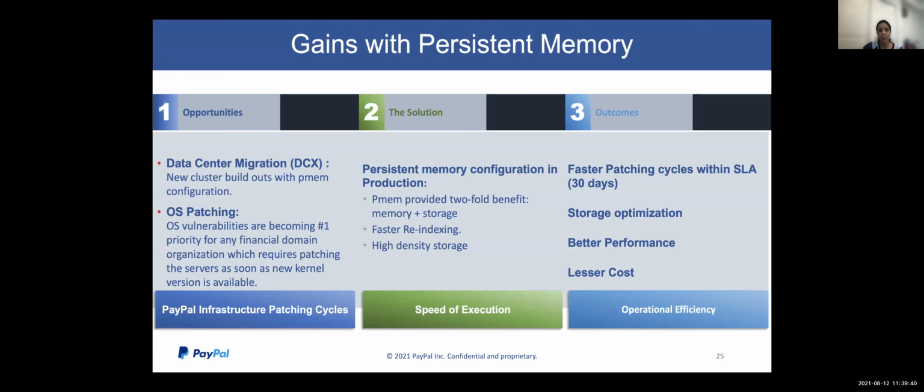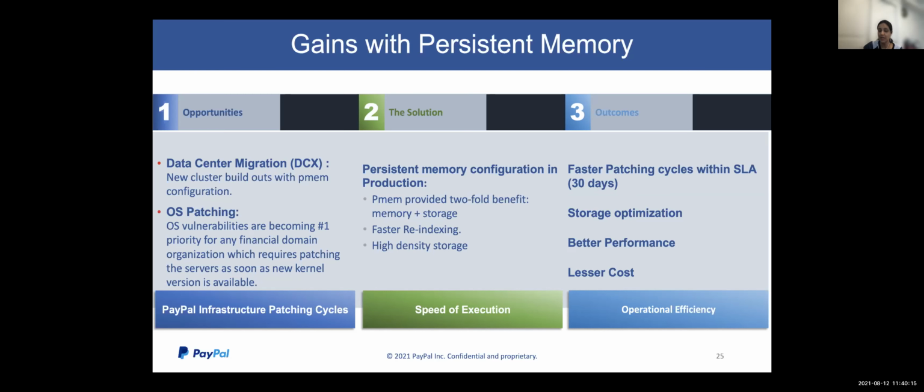So how did we actually start the implementation of PMEM? We did our first POC in 2019 on PMEM. Then in 2020, we got an opportunity to upgrade our environment with a project where we were migrating all our clusters from one data center to another, which we called DCX. There we upgraded the majority of our clusters, and now only a few of our clusters are on the older SKU and are 20 node clusters.